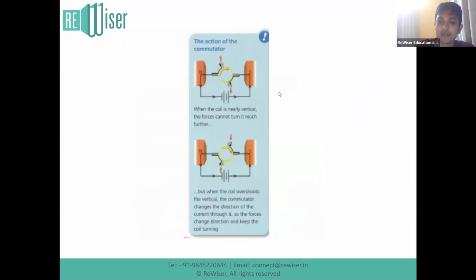This is the action of the commutator. Again, explained in my own words. Here you can see the rotation. As they rotate like this, S1 will connect to B2, S2 will connect to B1. That's how current direction is reversed only inside the coil.